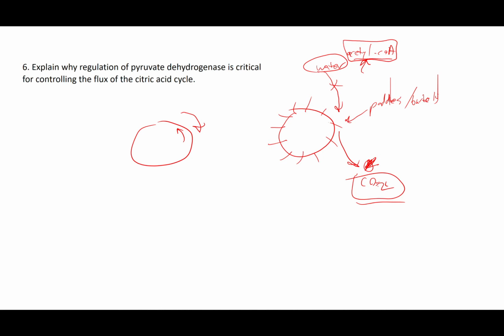Likewise, if we're losing products, like losing CO2, that is going to tend to pull the reaction towards products even more. So the end result of this is, if we have lots of acetyl-CoA, we increase the forward direction of the citric acid cycle.